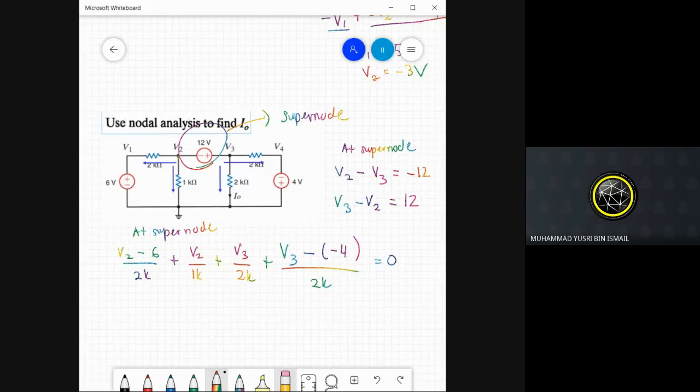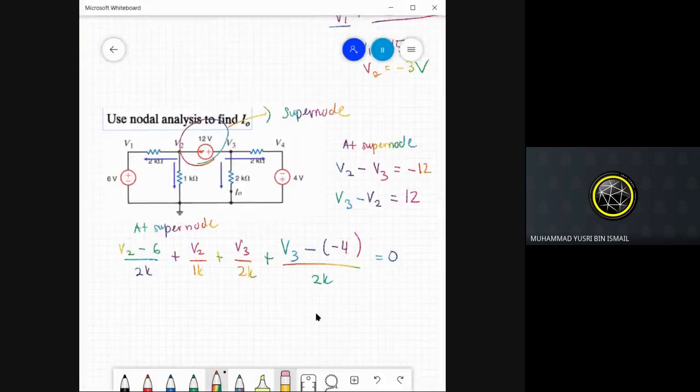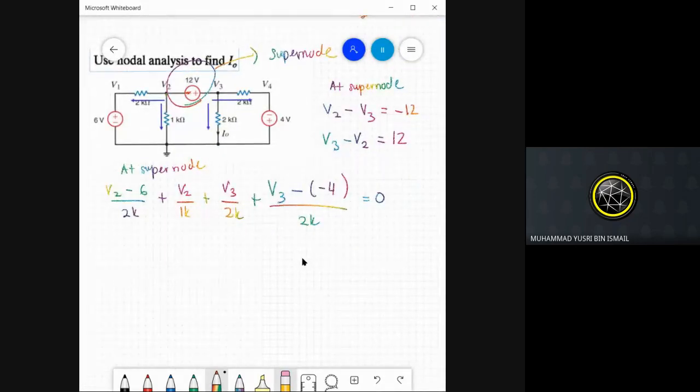But remember, if you take V2 minus V3, which is in the opposite direction of our assumption, make sure you include the negative. And then if you take the current flow from V3 to V2, so V3 minus V2 equal to 12 volt, the polarity is positive. Now you solve this equation.